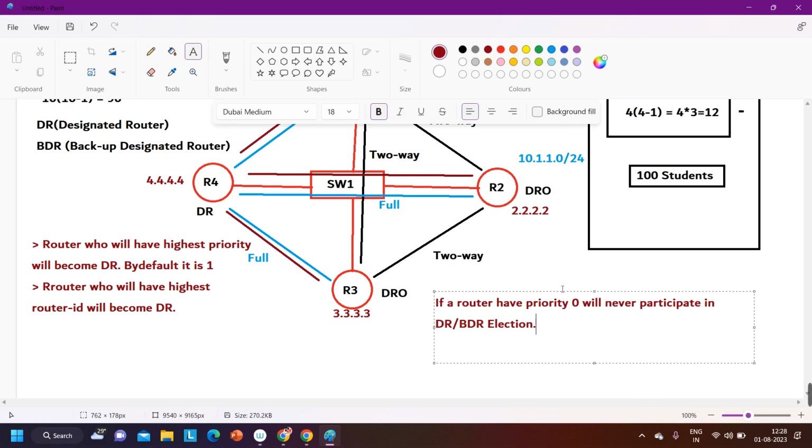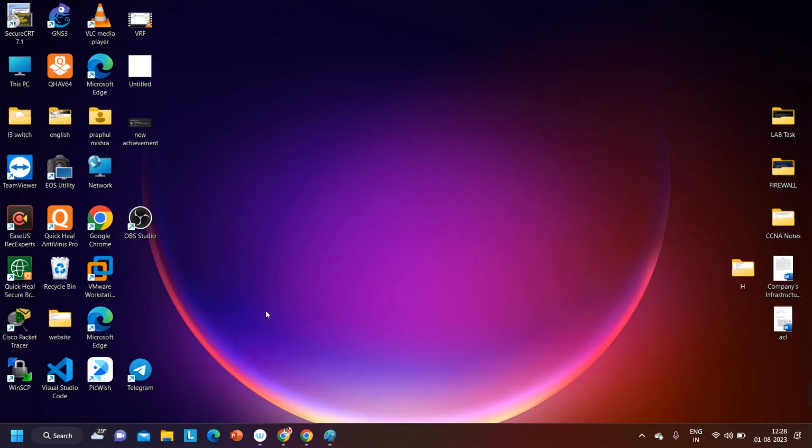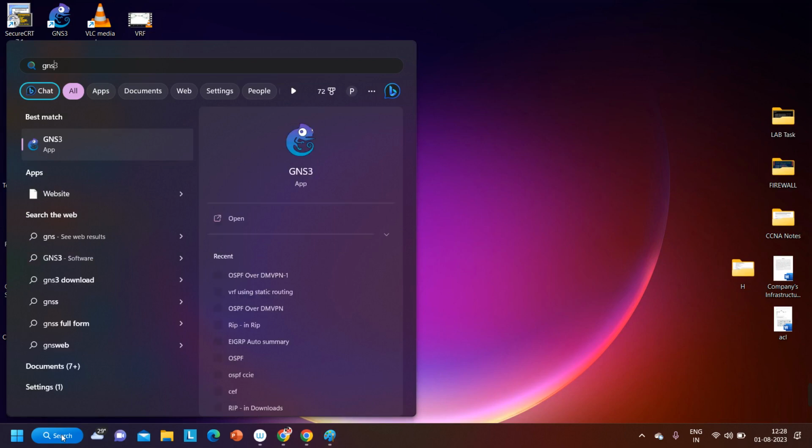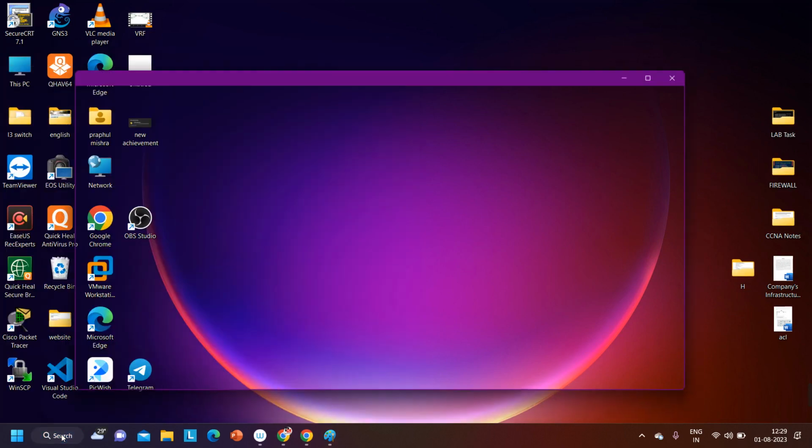If a router has priority 0, that router will not participate in the DR and BDR election. Getting my point? So if you want that router 2 should never become DR or router 4 should never become DR, then we will configure priority 0 there. Okay? Now let me make you understand the same thing with one topology. Practically it will definitely clear all your concepts.